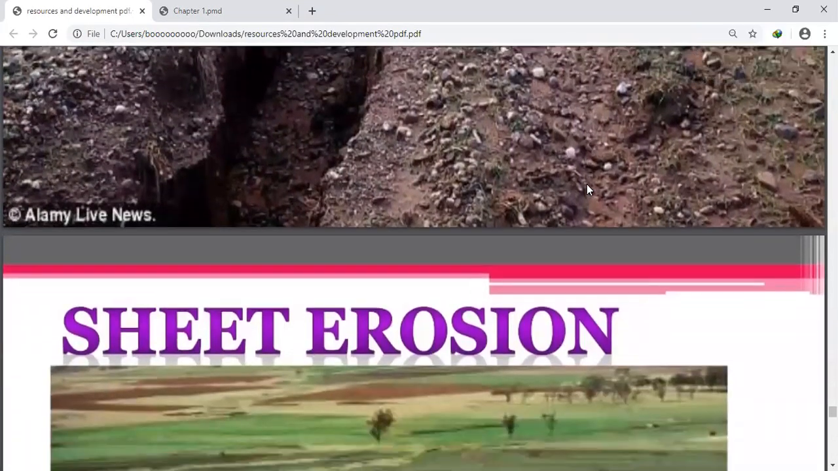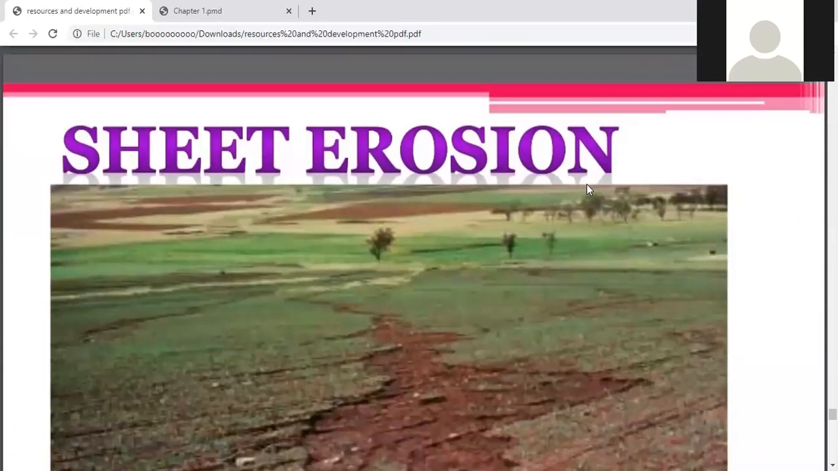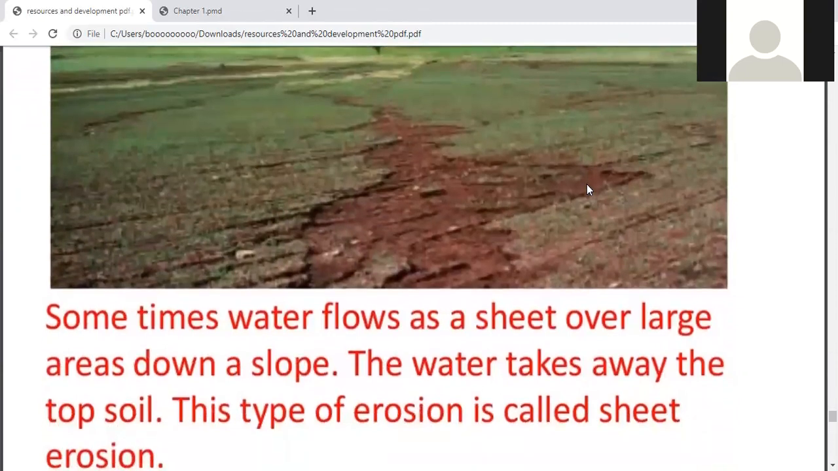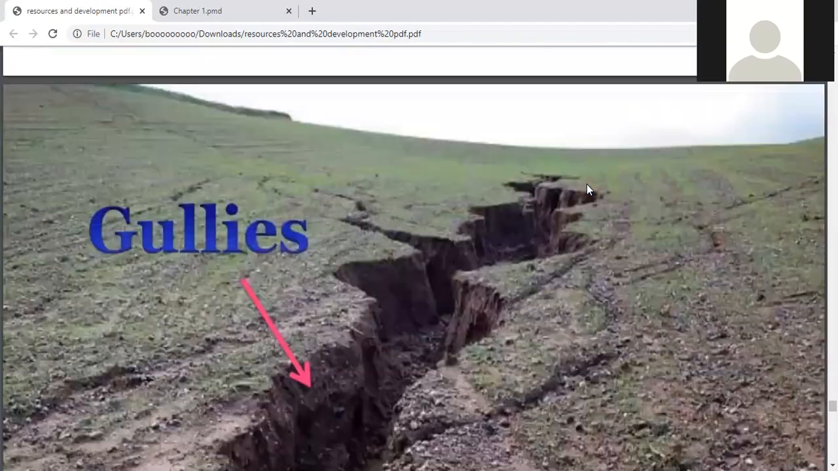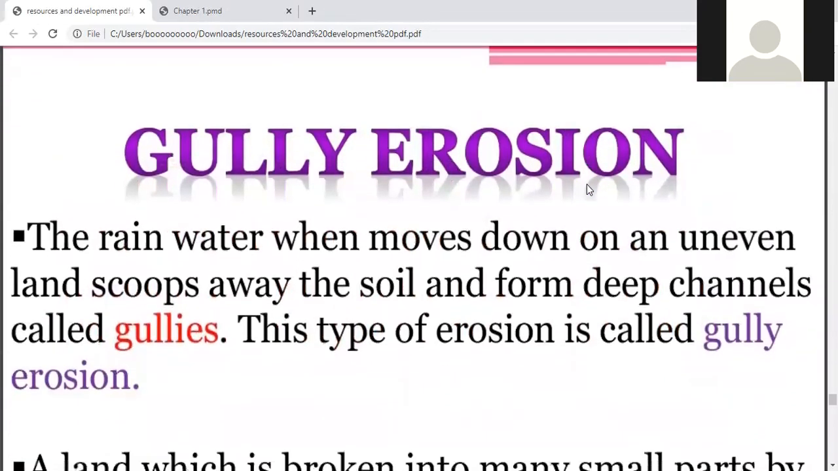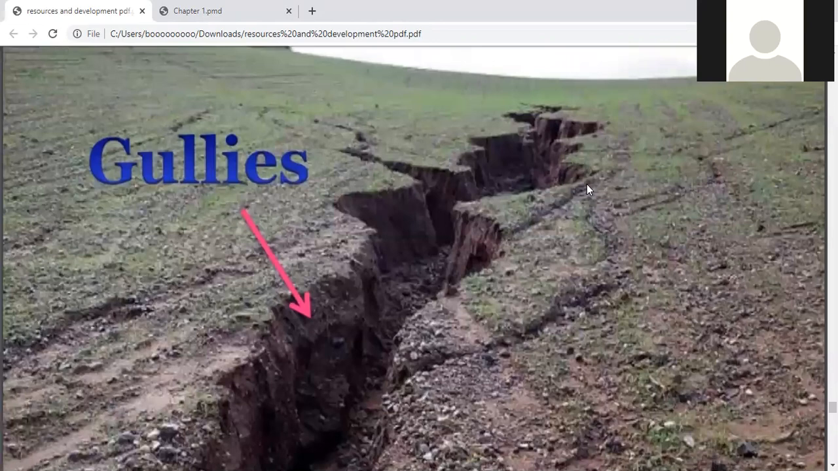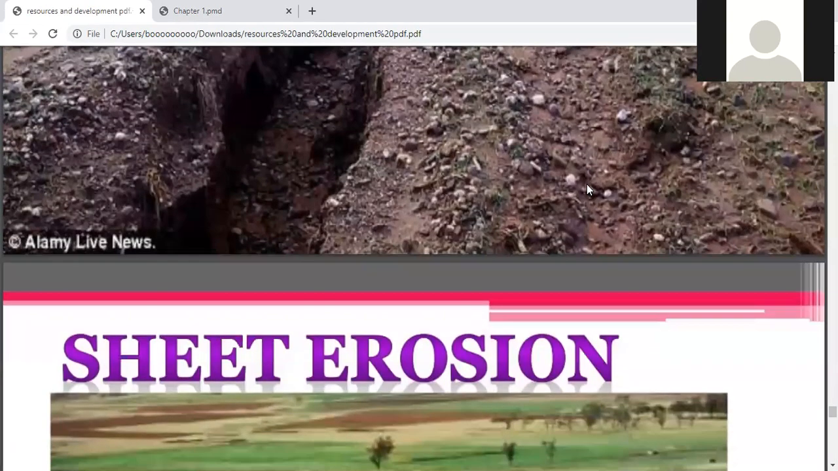Okay. Another type of erosion is sheet erosion. See, sheet erosion is not as dangerous as gully erosion. Here, water flows as a sheet. Water flows straight over a large area. When water flows over a large area as a sheet, it moves down the slope.